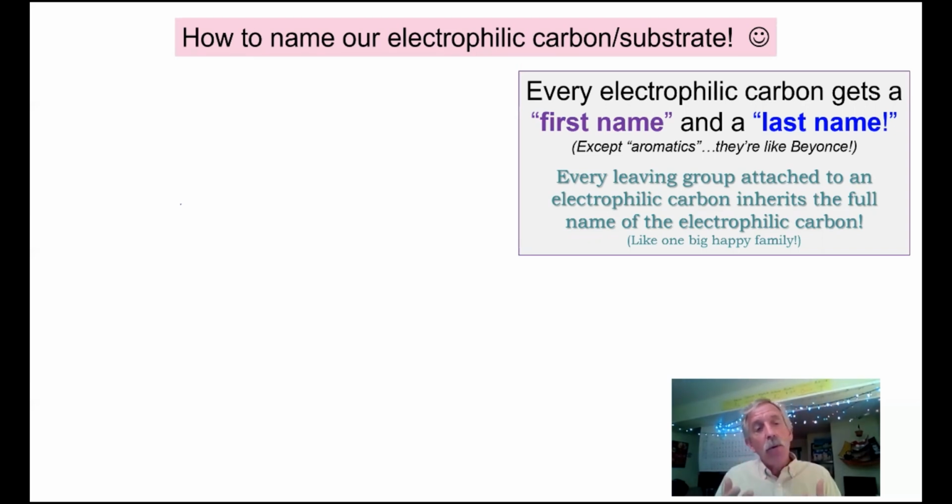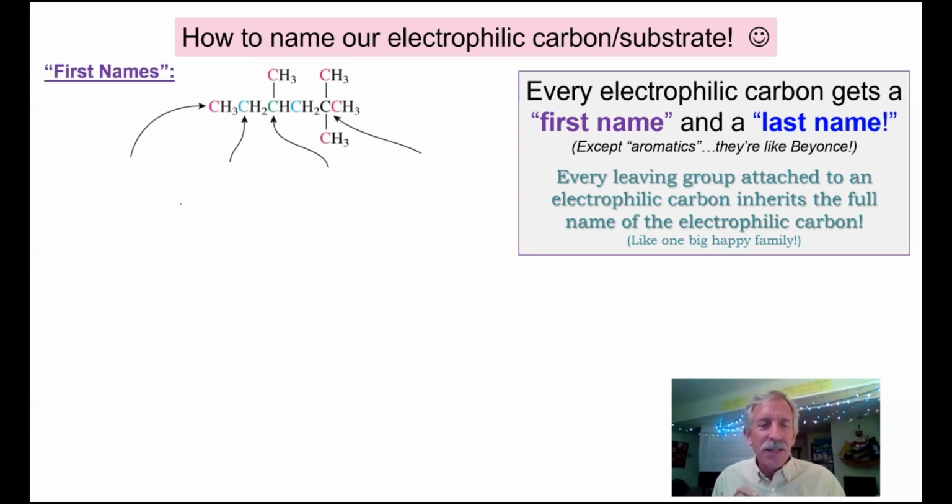And what's even more important is if we describe a substrate electrophilic carbon and give it a name, the leaving group that's attached to it inherits that name. So we can talk about that leaving group being attached to a specific type of electrophilic carbon and therefore behaving like a leaving group attached to that carbon. So it's like a family. Okay, so let's start off with looking at the first names.